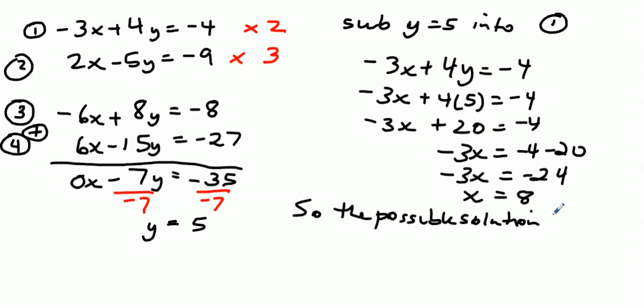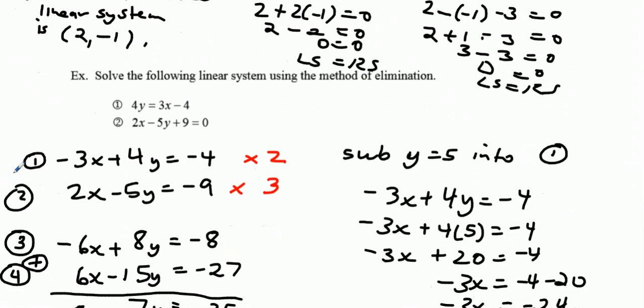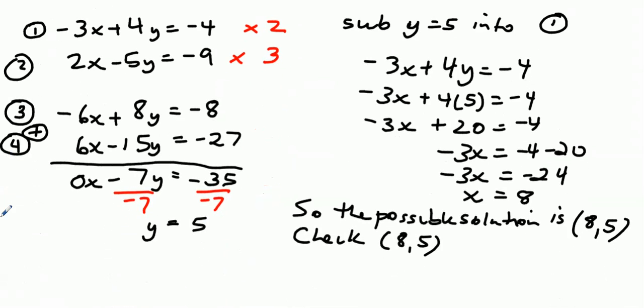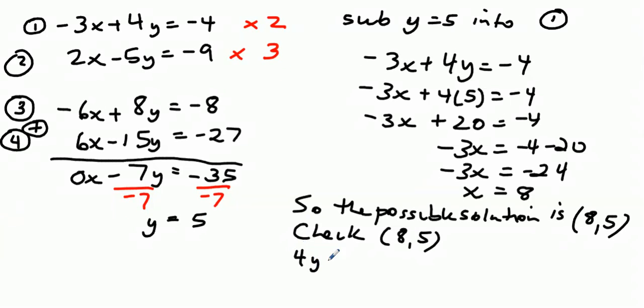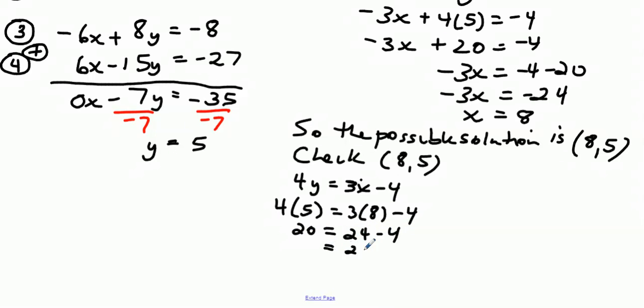Okay, so the possible solution is 8, 5. Now we're going to check. Always remember to check the original equations to pick up any errors that you might have made in any of your manipulations along the way. So 4y equals 3x minus 4. And x is 8 and y is 5. So we're going to say 4 times 5 equals 3 times 8 minus 4. So 20 equals 24 minus 4. Well, I agree with that one. So left side equals right side.